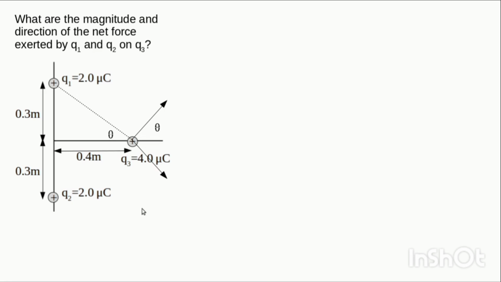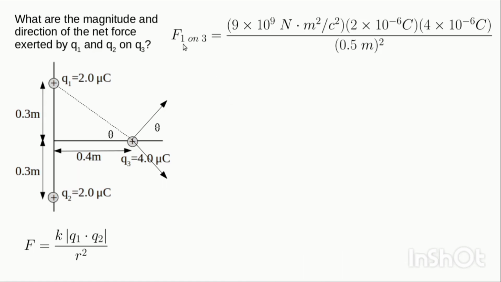So let's start with the force between two charges. We have F equal to Q1 Q2 all over this. The force between 1 and 3 is given by this expression, where Q1 is 2 micro, and micro is 10 raised to the power minus 6. Then Q3 is 4 times 10 raised to the power minus 6, all over 0.5 meters, which is the distance between them. So F1 on 3 is finally 0.29 Newton if you use your calculator to compute.